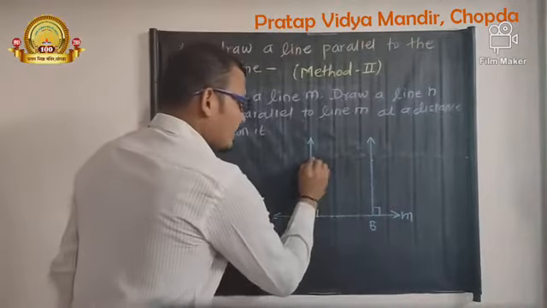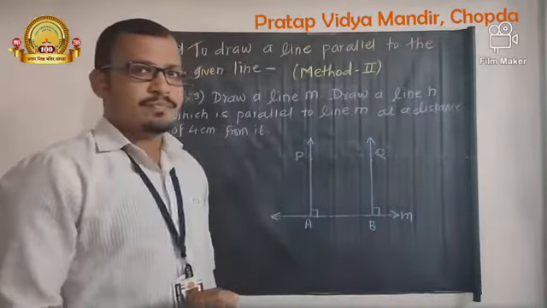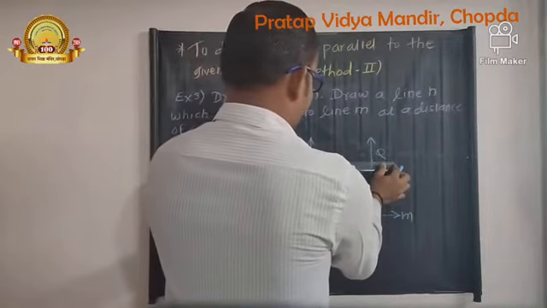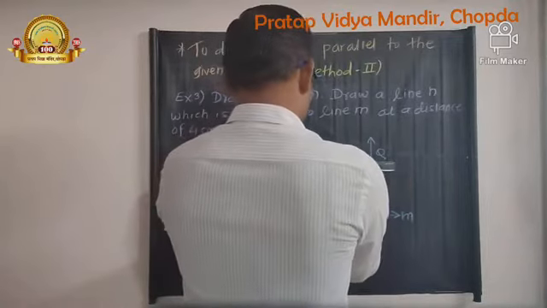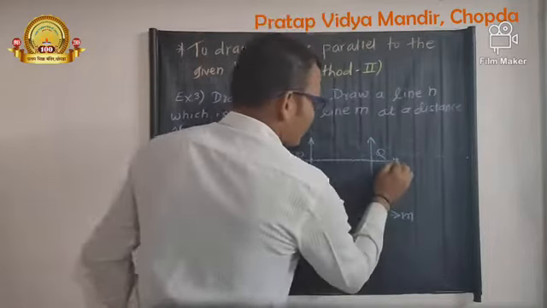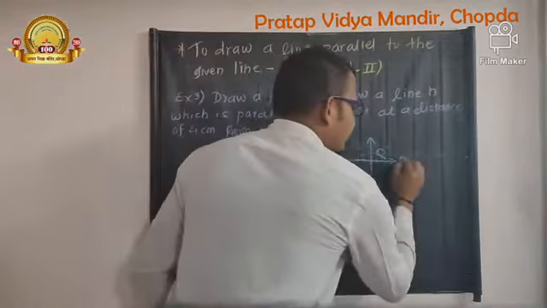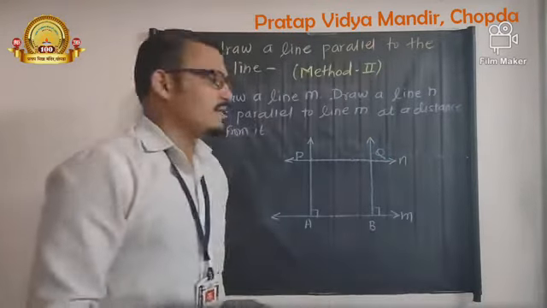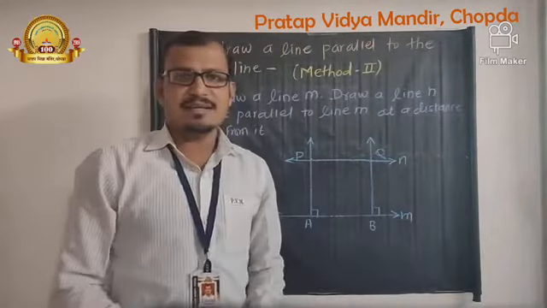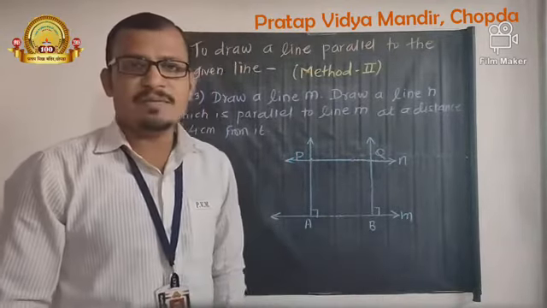Now let those points be point P and point Q, and then join these 2 points in this way, and name that line as line N, and obviously this line N is parallel to line M, and which is at a distance of 4 cm from line M.